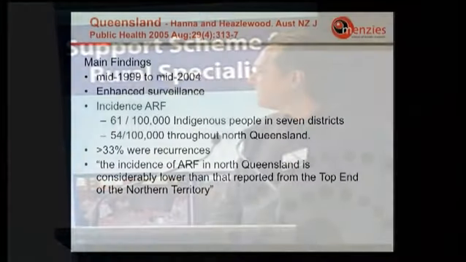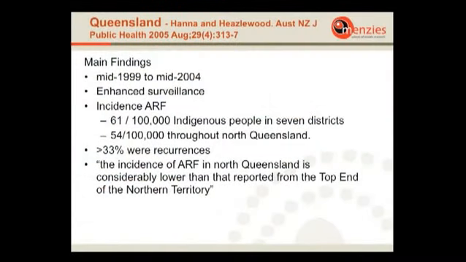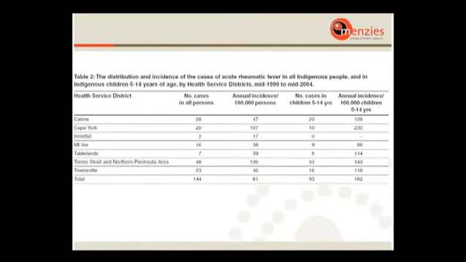High rate of recurrences, if you look at the figures, so this is about what we were finding in the Northern Territory in the top end before we instituted a control program. And an interesting comment that the incidence of rheumatic fever in North Queensland is considerably lower than that reported from the top end. I don't agree with that conclusion for this reason. You may not be able to read this up the back, and I'll just highlight it for you.